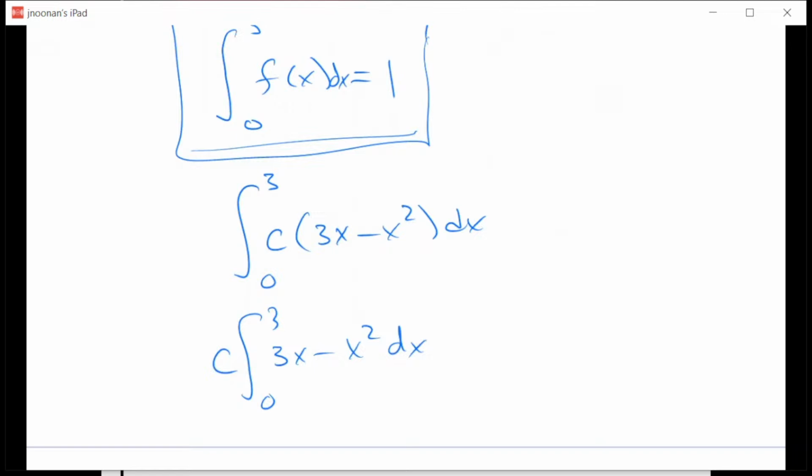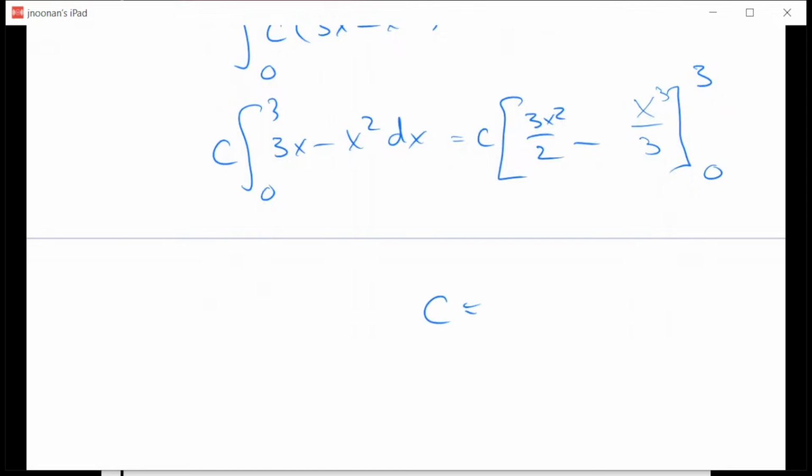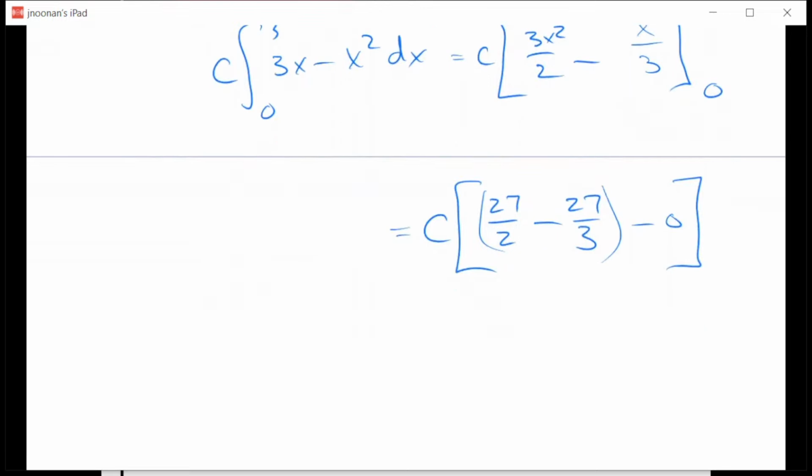Sarah, what's the antiderivative of 3x? Very nice, 3x squared over 2. And Sydney, what's the antiderivative of x squared? Very nice, x cubed over 3. So we've got those, and we're going to evaluate this from 0 to 3. I'm just doing this and ignoring the C for now. We'll get the C in a minute. So what do I have here? I have 27 halves minus 27 thirds minus 0. I know 27 thirds is 9.